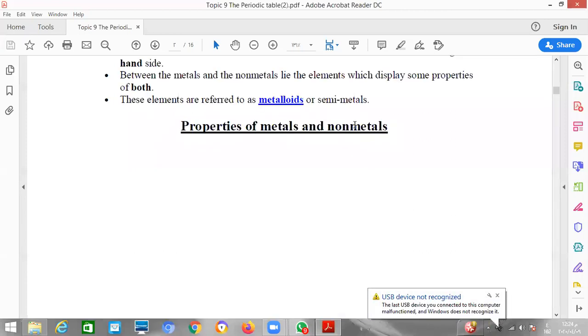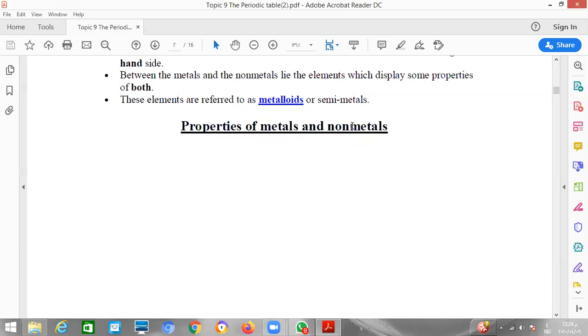Properties of metals and non-metals. You know the properties of metals and non-metals. Muhammad Jundi, can you tell me the properties of metals alone? Metals. Yes. Hard. Shiny. Conduct electricity. Conduct heat too. Yeah, that's it. Yes, what else?